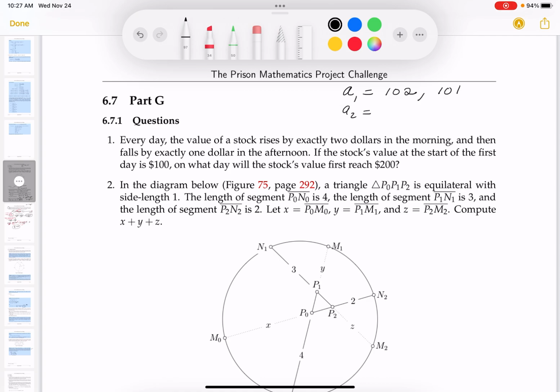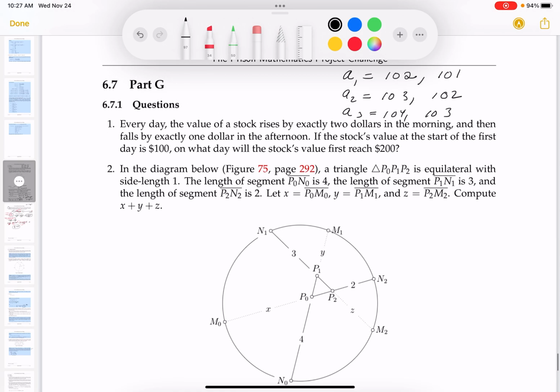Now remember, the starting price on this would be 101, but then it increases by 2, so it'll be 103. And then it drops to 102. It drops a dollar. And not that I want to keep doing this, but you could. And this would be 104. It rises by 2 because it closed at 102. And then it drops to 103. And I think you see the pattern over here.